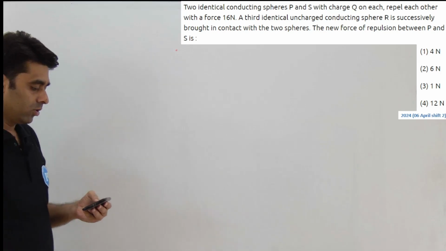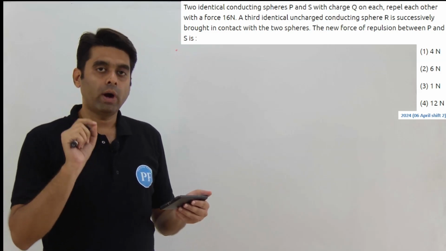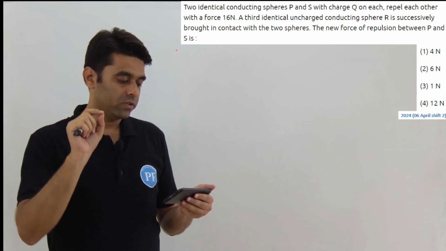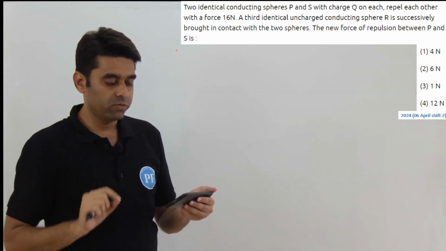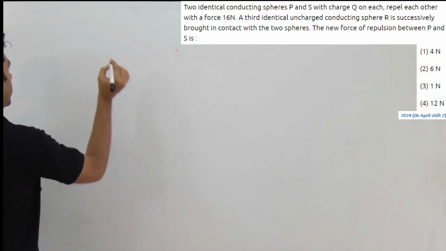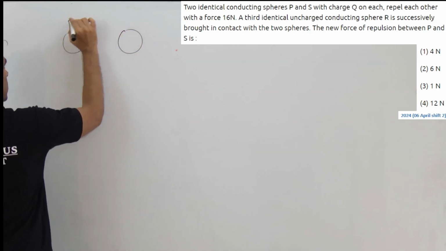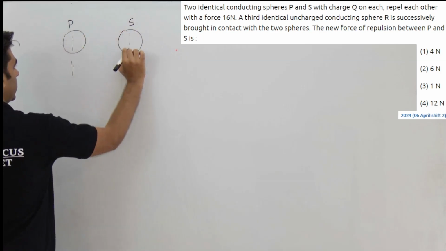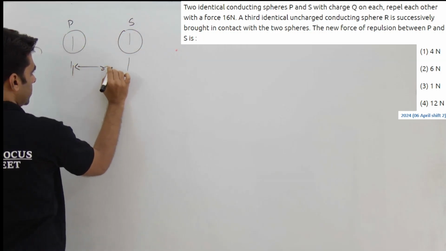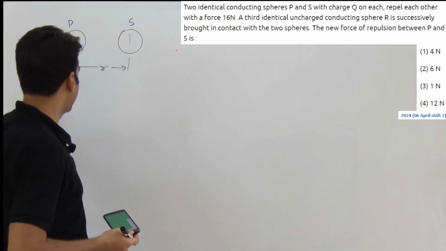So the question that we have, let's read the question carefully. Two identical conducting spheres P and S with charge Q on each repel each other with a force of 16 Newton. Let's draw the diagram: two identical spheres P and S. Let's say that their centers are at a separation of r. This is our assumption, nothing is given to us in the question.